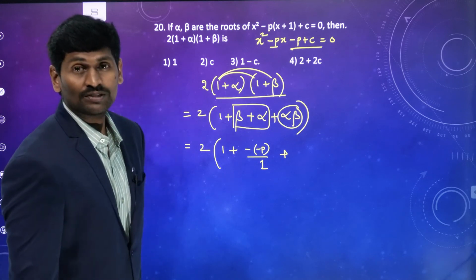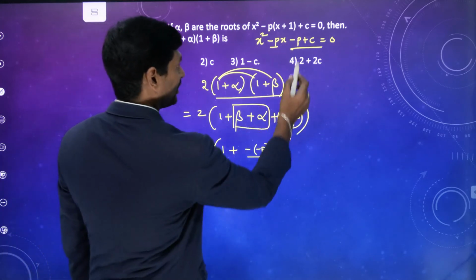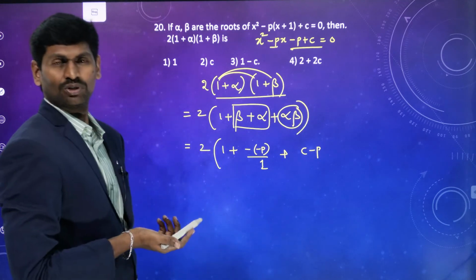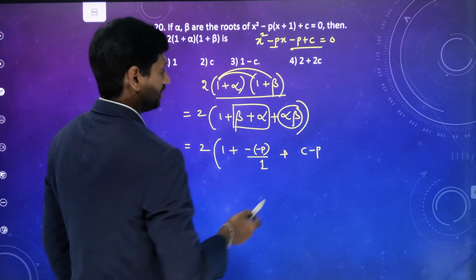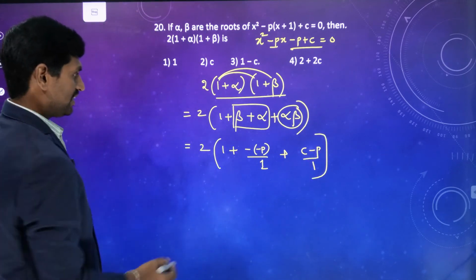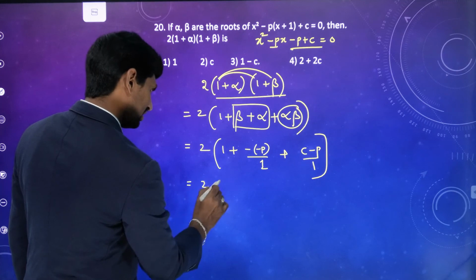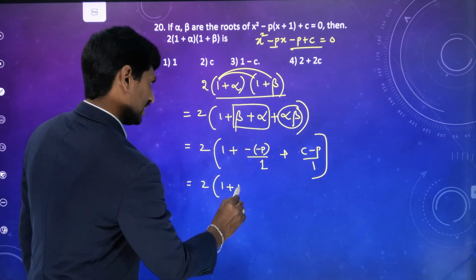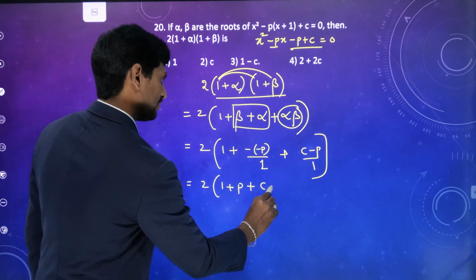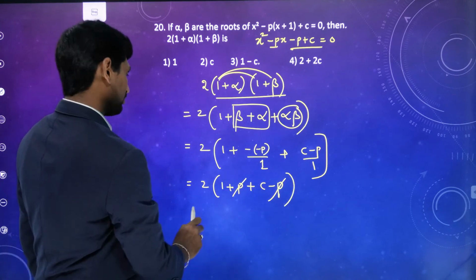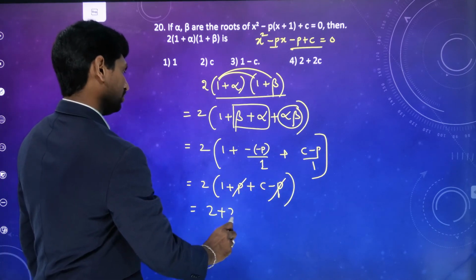Alpha into beta means product of what? c by a. c value is minus p plus c, I can write c minus p, anything is the same, by 1. Now simplify this. Denominator 1 is not considered. Minus into minus becomes plus. So 1 plus p plus c minus p. Cancellation, minus p plus p cancelled. Now multiply the remaining terms with 2. 2 ones are 2. 2 into c, 2c.